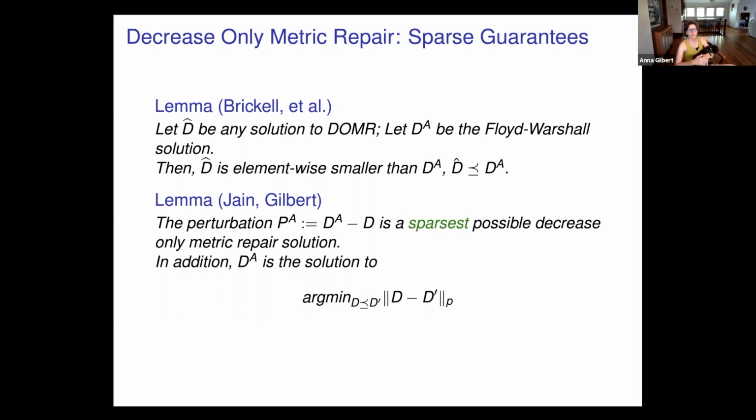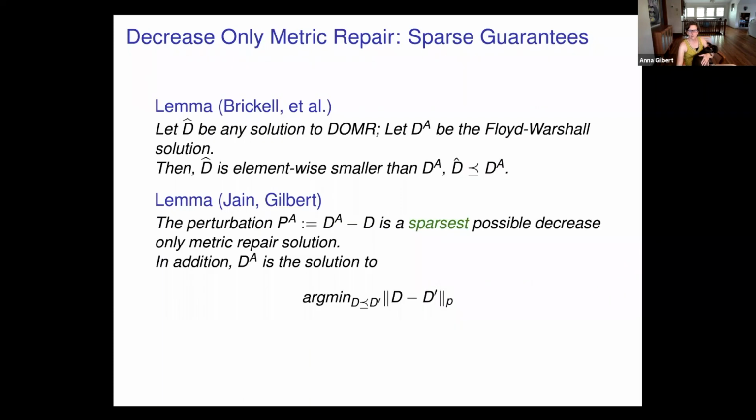So what Lalit and I showed was that the perturbation that's given by this difference is the sparsest possible decrease only metric repair solution. And in fact, it is the solution to the closest metric in any Lp norm. So in particular, it's the closest in the L1 norm as well. And so what that says is that if you want to find the perturbation that has minimal L1 norm, running all pair shortest path is a way to do it. So this was really cool, except it's kind of at the level of undergraduate algorithms. I mean, it's kind of neat. It's incredibly powerful, but it's only the beginning of the story.